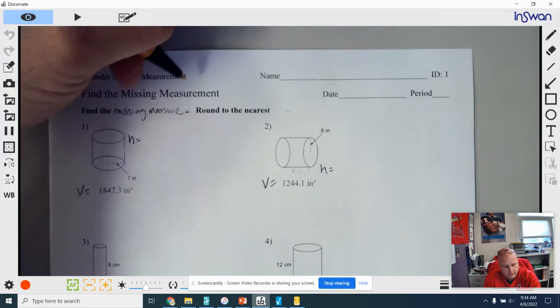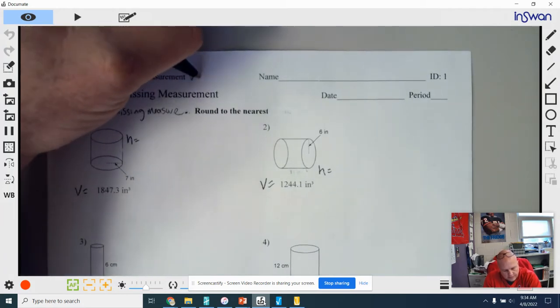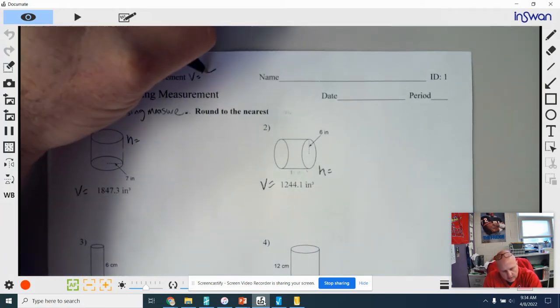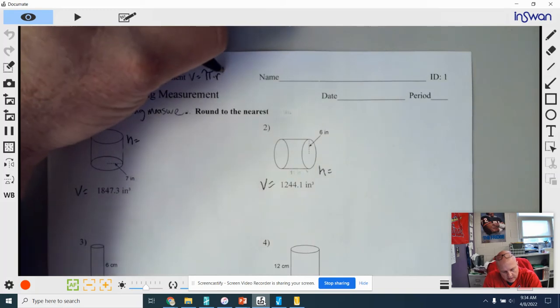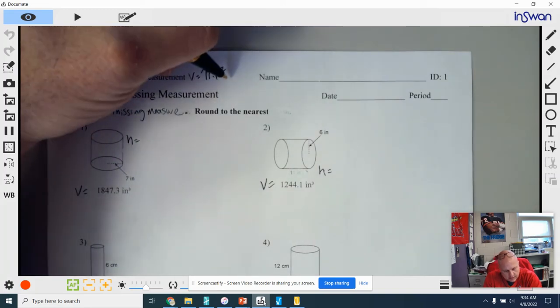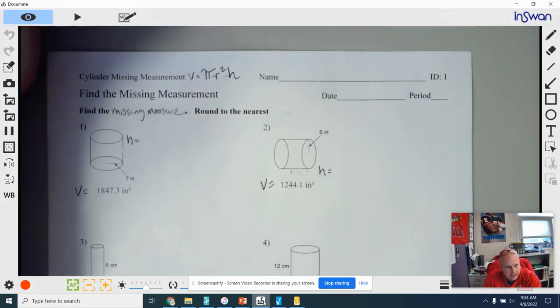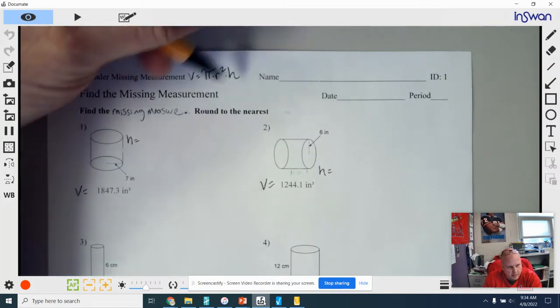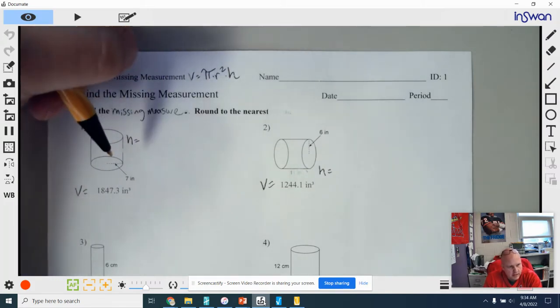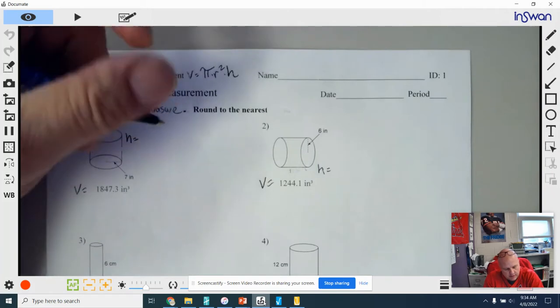Okay, so to start off, what I need to do is I need to know what the formula is for volume of a cylinder. And that's going to be pi times radius squared times height. So this is the formula I'm going to be using when I solve all these problems today.